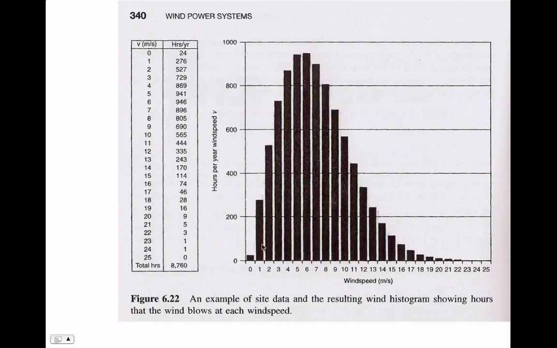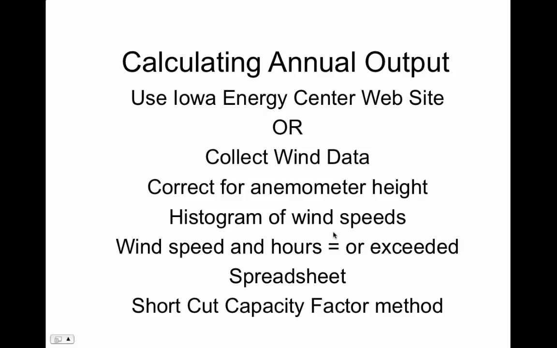Now you could start to think about using this to calculate your energy, because what you could do is calculate the energy that your turbine would produce in each one of these bars, and you know how much energy it would produce at 2 meters per second, let's say, and you know that it operates that many hours. So there's a certain amount of energy you would get from each mile per hour of wind, and you could calculate all those out. So where do you get this information?